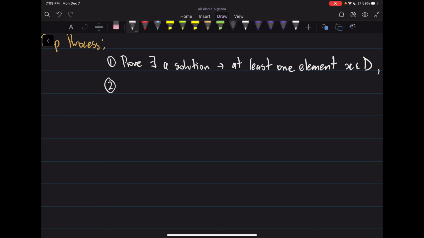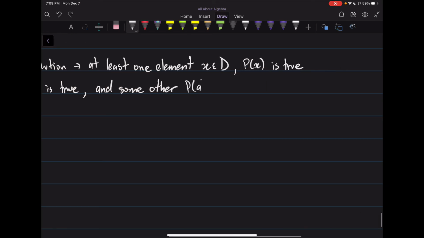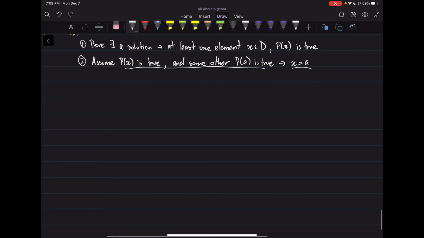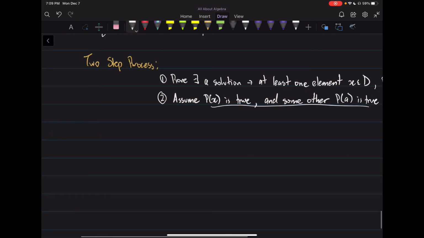Next, what I like to do is you can assume that p of x is true and some other value. So let's call this p of a is true, and deduce that x equals a. So you're basically showing that that's the only solution possible. So assuming these two, you get that this is the only one possible. These are the ways I would do it.